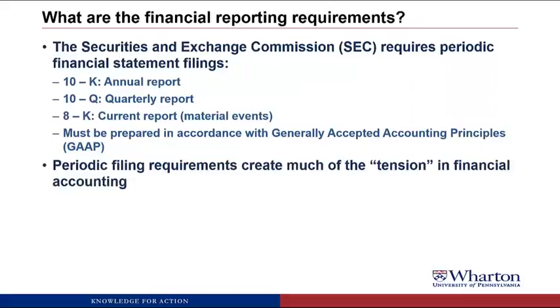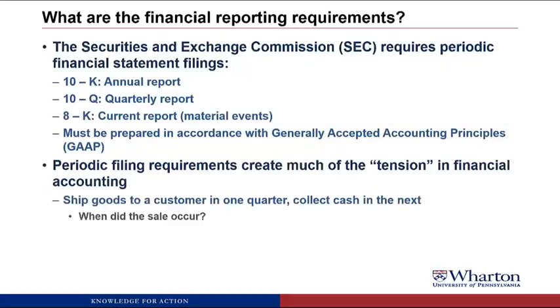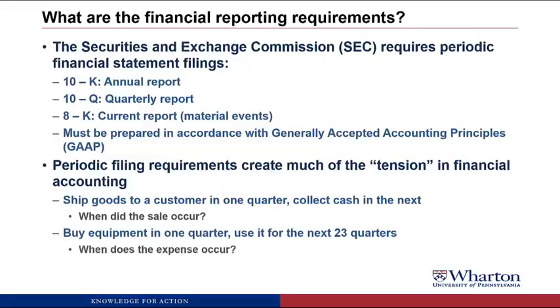These periodic filing requirements create much of the tension in financial accounting that we're going to have to deal with in this course. For example, let's say you ship goods to a customer in one quarter but collect the cash in the next quarter. When does the sale occur? Or let's say you buy equipment in one quarter and then use it for the next 23 quarters. When does the expense occur? A lot of what we need to do is figure out what quarter to put these various business activities into.